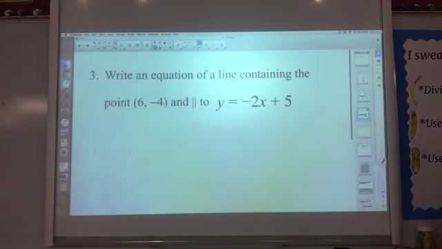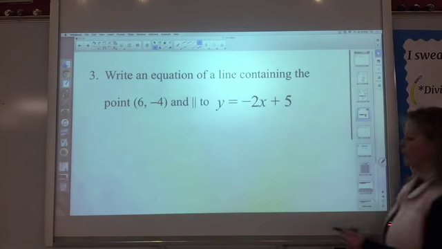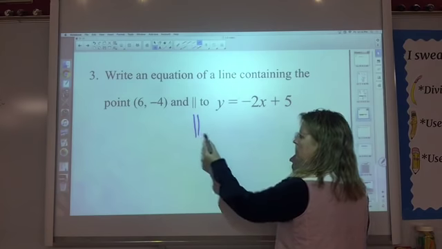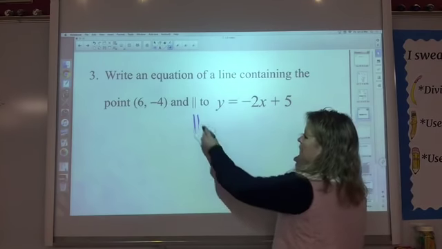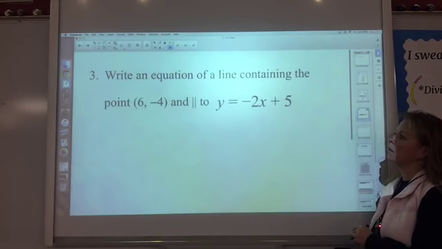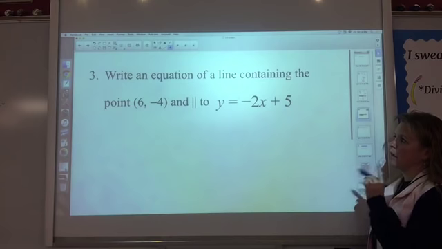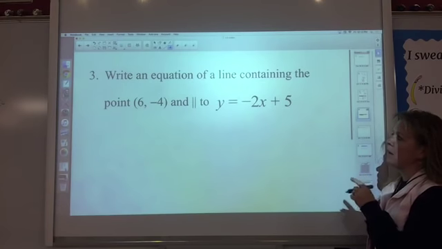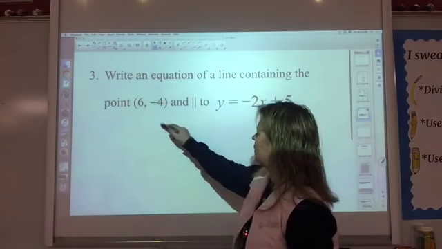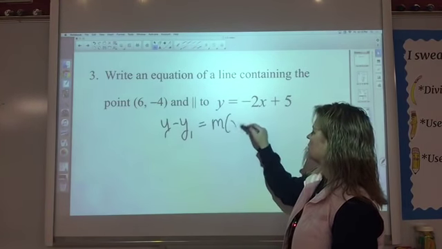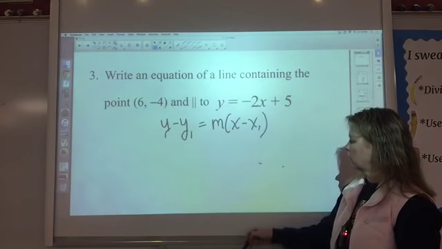Aha! Here it is. Now we're going to write an equation of a line containing that point, 6, negative 4, and it has to be parallel. Look at my abbreviation for parallel. It's just two perfectly straight up and down lines. Not my abbreviation, the mathematical world's abbreviation. To y equals negative 2x plus 5. Go ahead, take the time to not only write these instructions down, but also write down the formula that we've been using all along. Y minus y1 equals m times x minus x1.